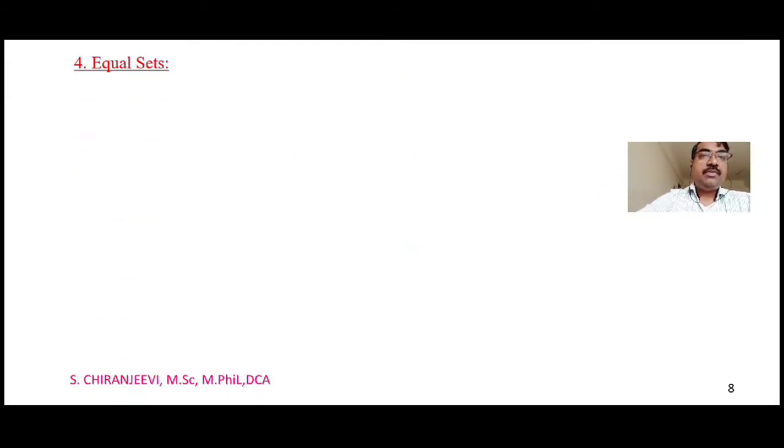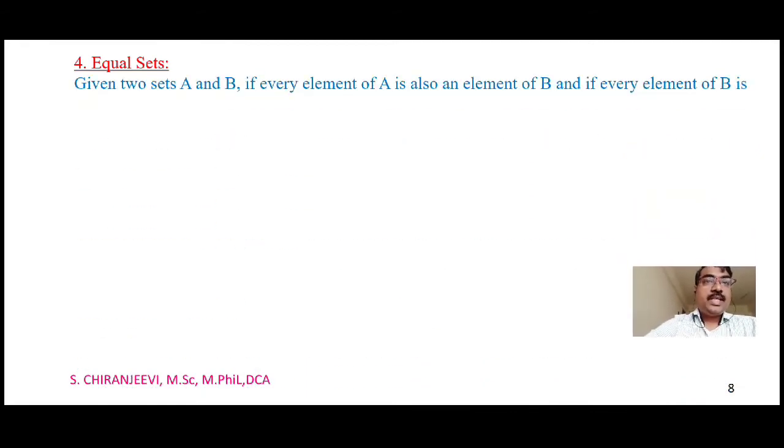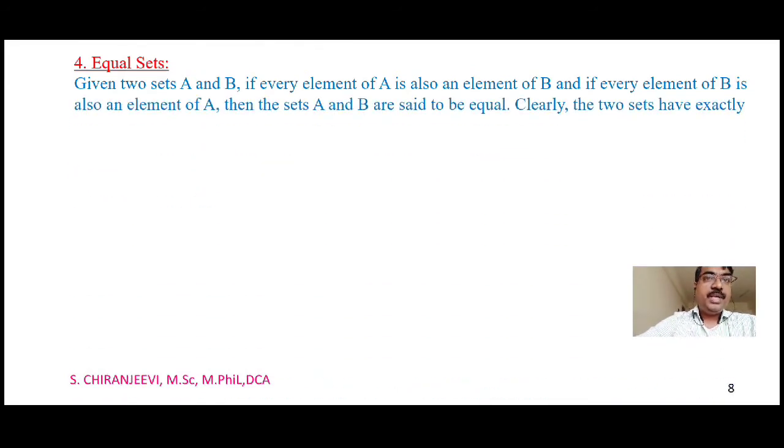Next, fourth one, equal sets. Given two sets A and B, if every element of A is also an element of B, and if every element of B is also an element of A, then the sets capital A and capital B are said to be equal. Clearly, two sets have exactly the same elements.